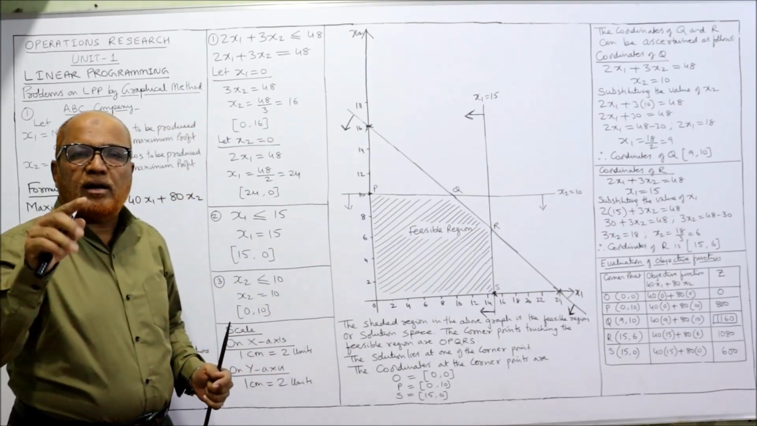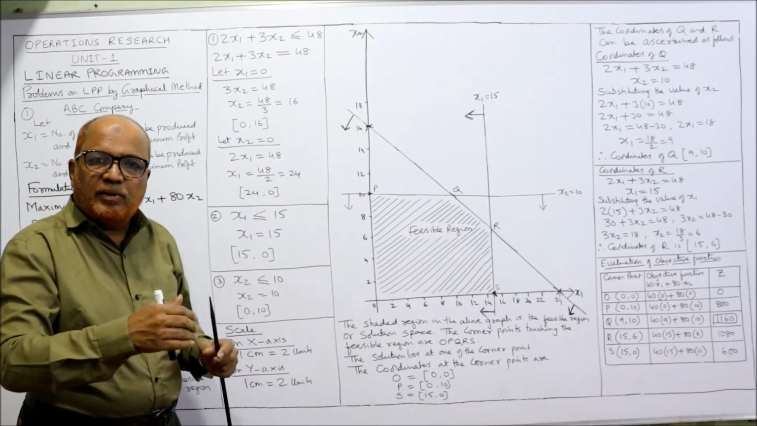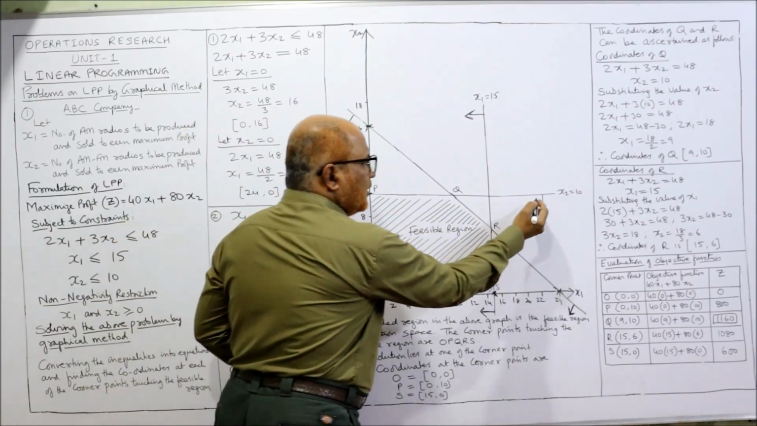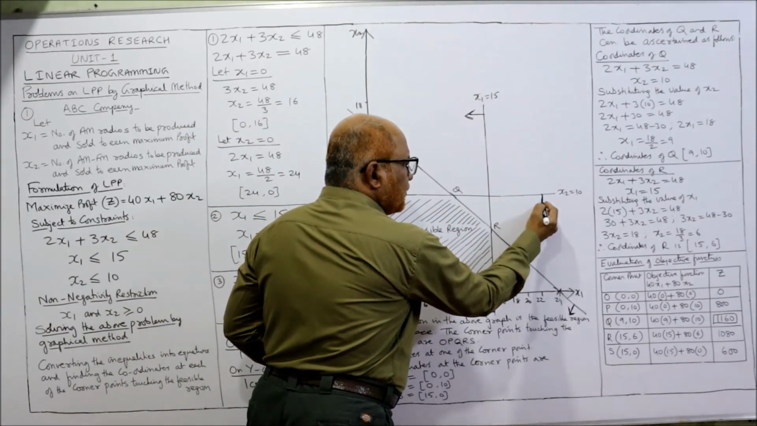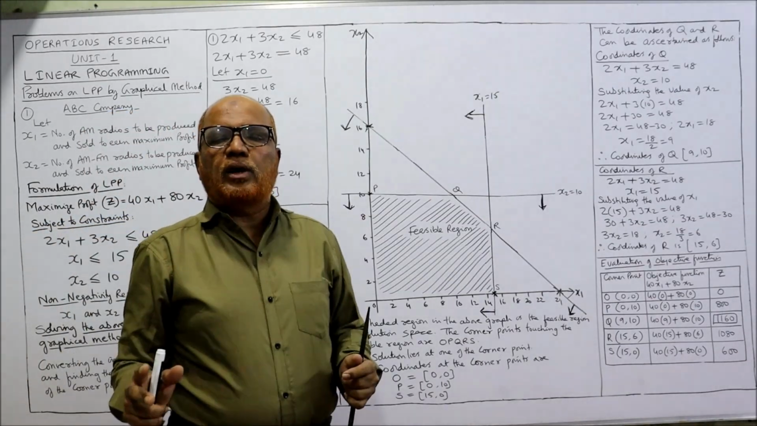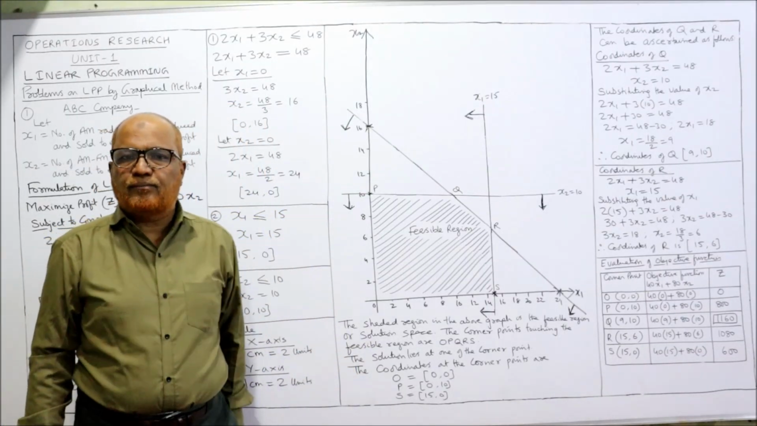Then draw the arrow mark towards the origin because it is less than or equal to. Less than or equal to means towards the origin. So that's why this arrow mark, and here also this arrow mark. So what I have done is plotted all the coordinates on the graph.